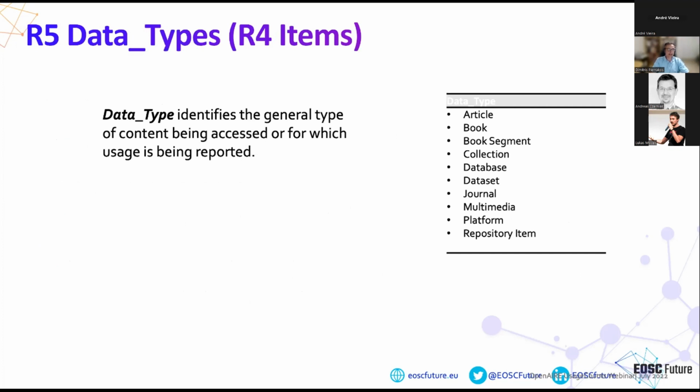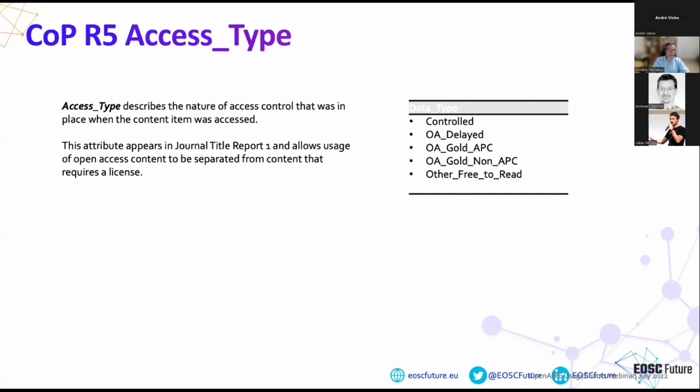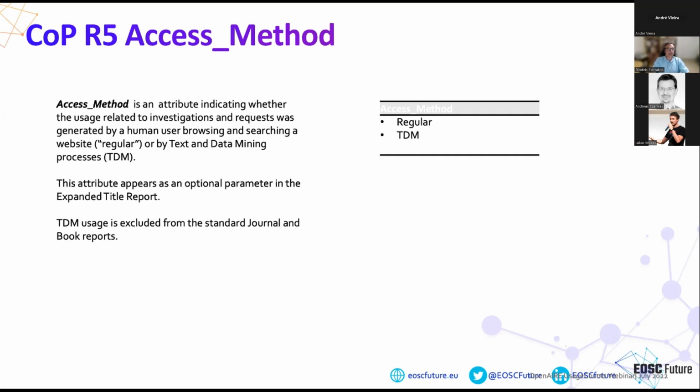A quick introduction to the data types. The data types identify the general type of content being accessed or for which usage is being reported. Again, it's article, book segment, collection, etc. The access type describes the nature of access control that was in place when the content item was accessed, for example, open access gold APC, open access gold non-APC, etc. The access method is an attribute indicating whether the usage-related investigations and requests were generated by human user browsing or by text and data mining processes. This is an interesting concept.